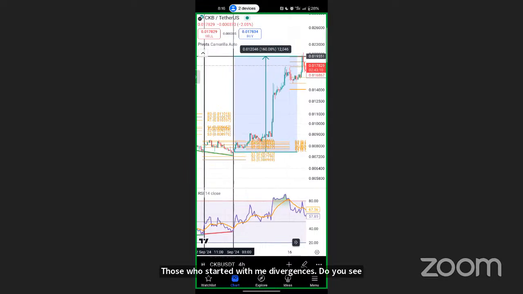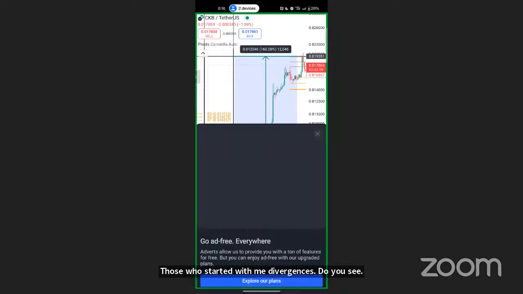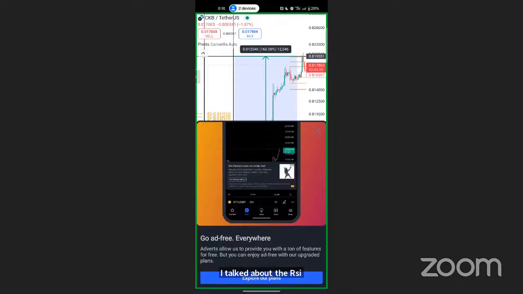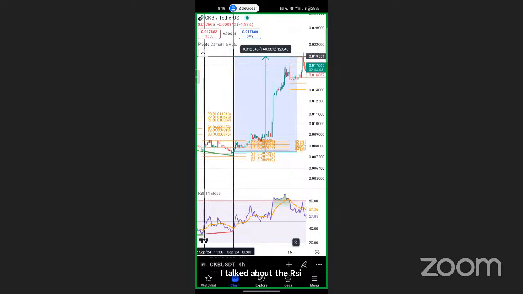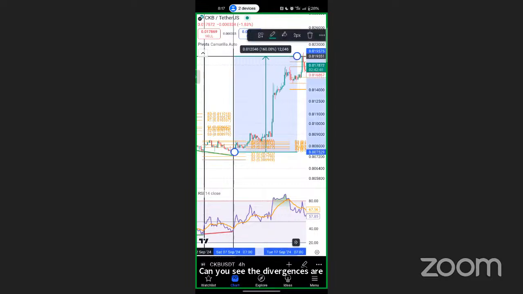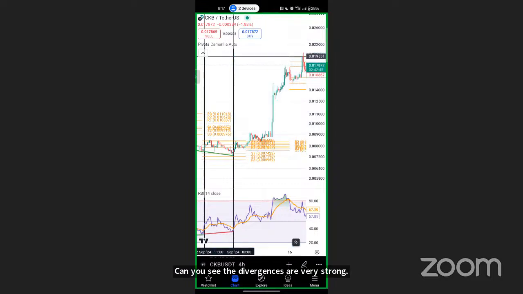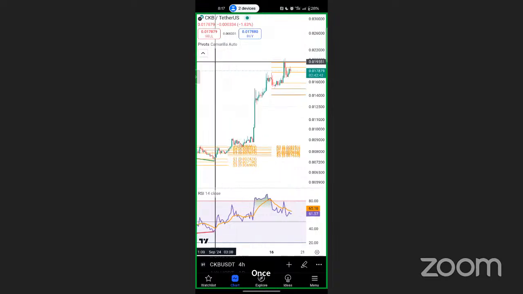I talked about the RSI divergence. Have you seen what it has done? Can you see? The divergences are very strong. Once you find them, just be ready to smile.